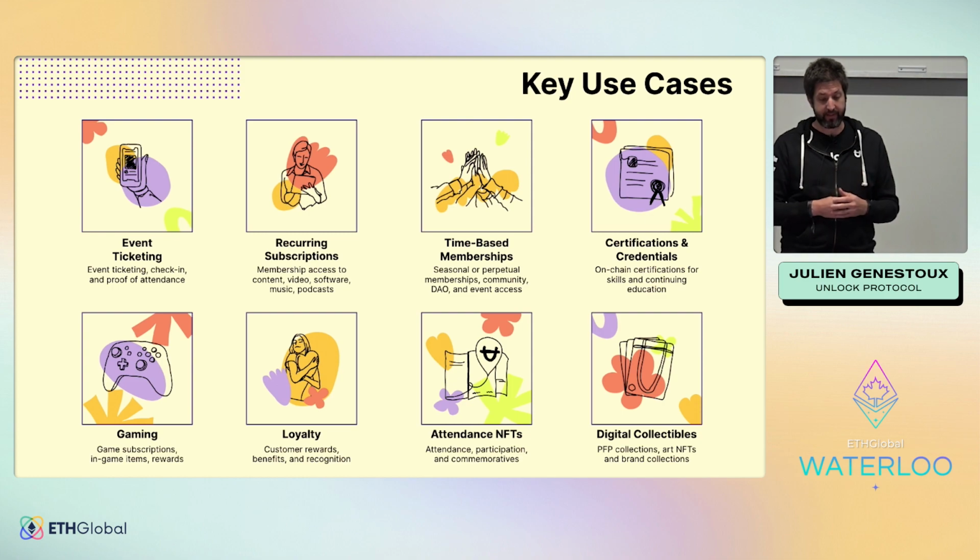The next one is the idea of time-based memberships. So think seasonal, or maybe community DAOs and things like this. You can think of a DAO that has a new class every year, and you need to pay to be part of that class or of that group. That's a good example of this. It doesn't have to be automatically recurring.